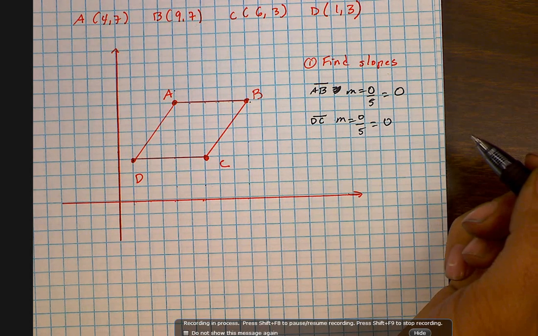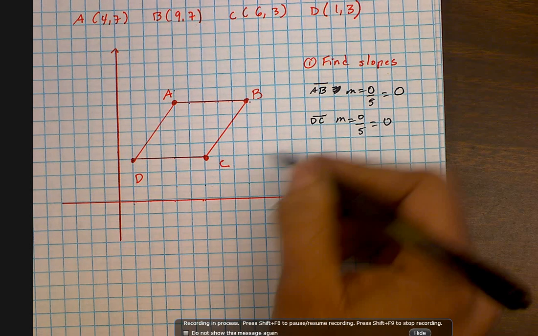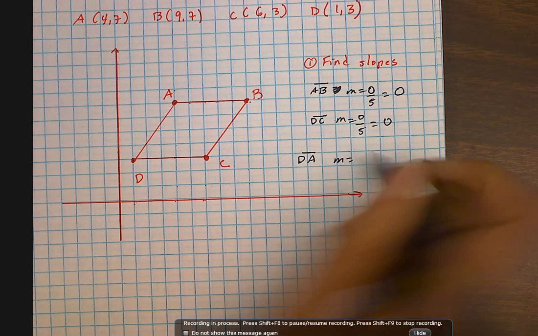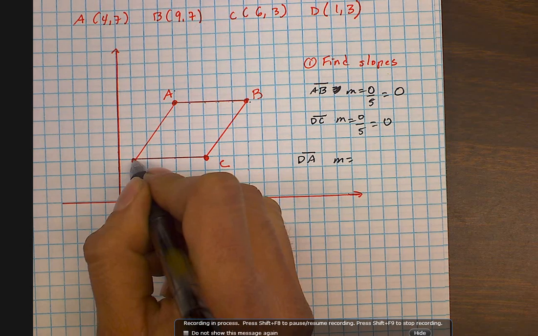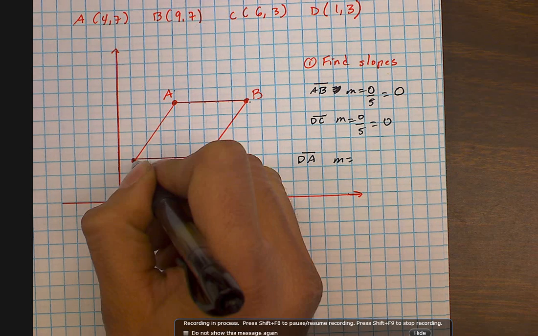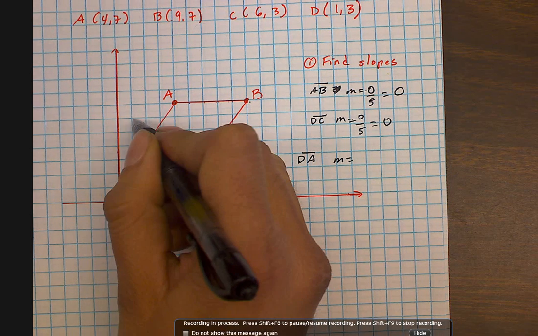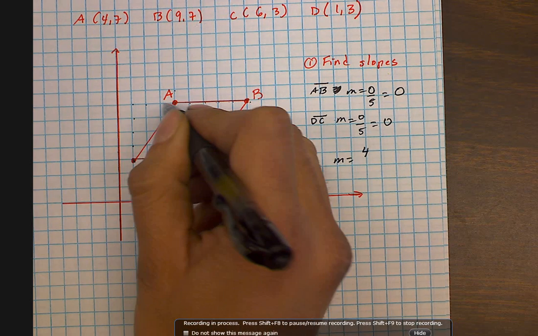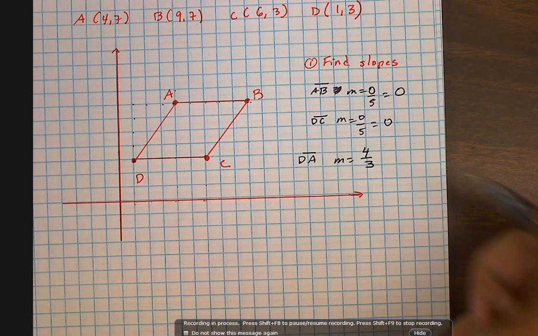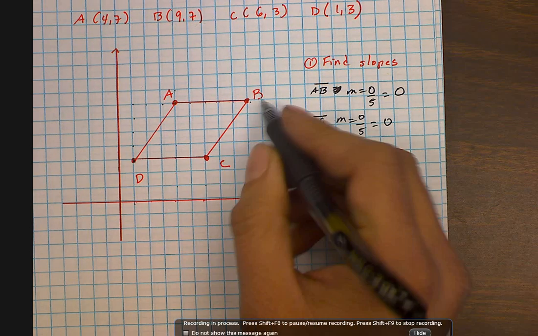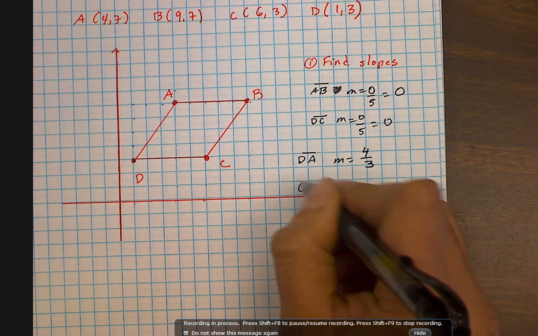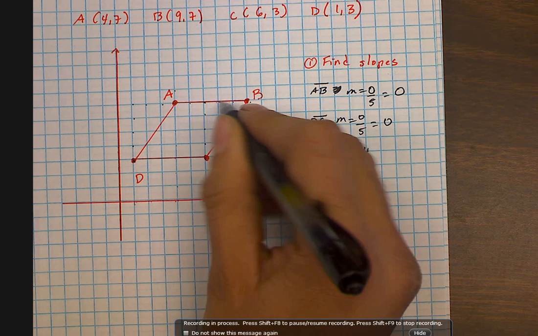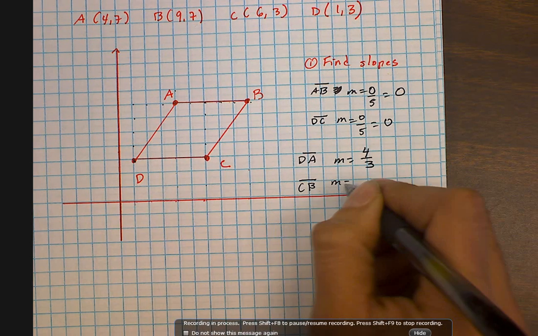Okay, now the slope of DA, okay, so you always start on the leftmost point, and in this case is D, so you're going to go up 1, 2, 3, 4, so the rise is 4 and the run is 1, 2, and 3. So the slope is 4 over 3. Now let's look at the slope of CB. So you go up 1, 2, 3, 4 over 1, 2, and 3. So the slope is 4 over 3.